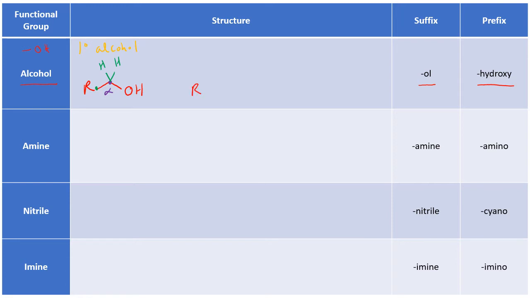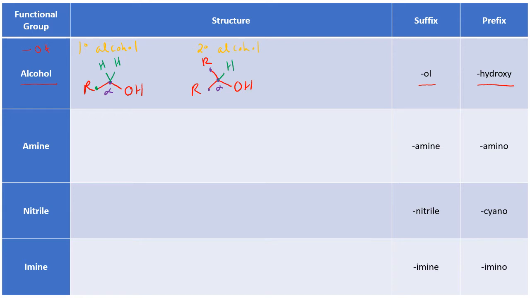Next, we could have an example where we have 2 carbon chains coming off of our alpha position. And what's not shown, what's not drawn in, is there's 1 hydrogen there. So off of our alpha position, we have 1 carbon, 2 carbons. This would be a secondary alcohol.